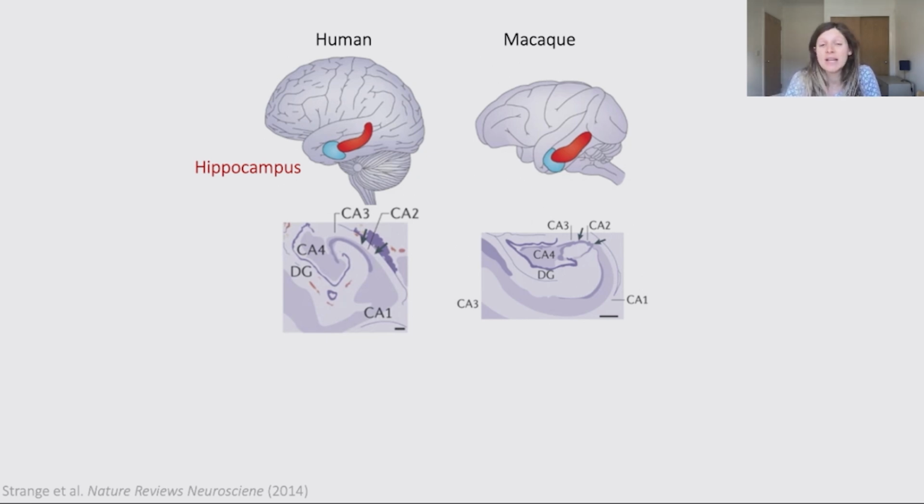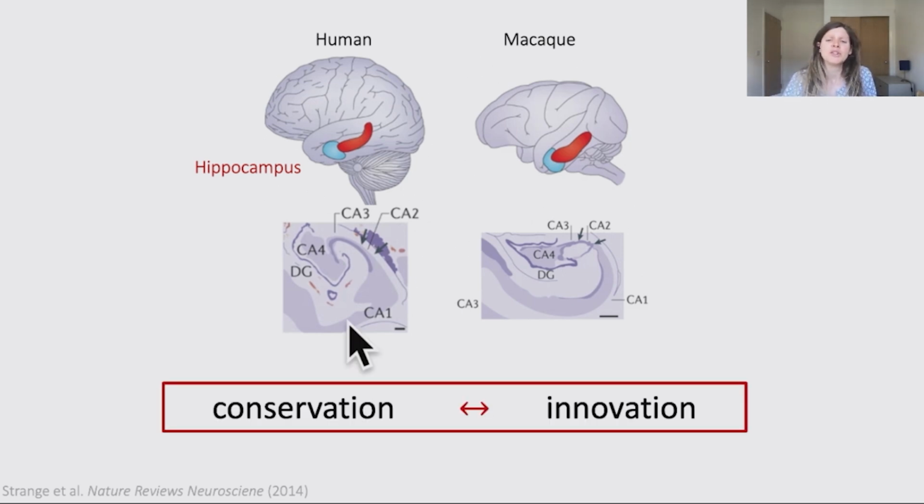But at the same time, we know the hippocampus is involved in many higher order cognitive functions, such as autobiographical memory. So we appear to have both conservation and innovation represented in the same structure. Resolving this tension was the aim of our project.